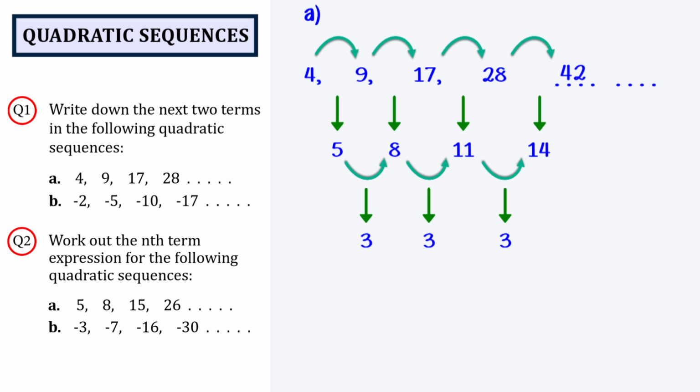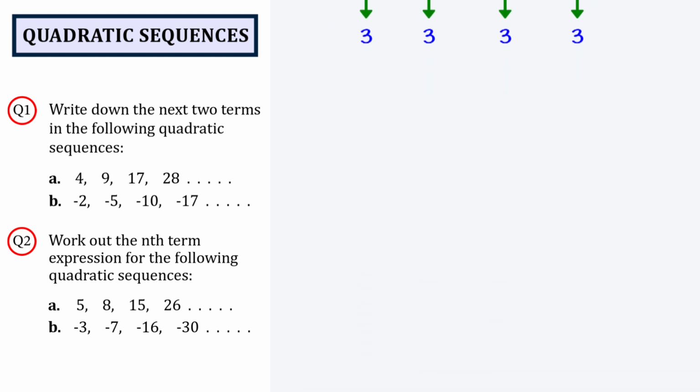And then to find the next term, we add 3 to 14 in the first difference sequence, and then add the result to the last term in the original sequence. So we have 14 plus 3 is equal to 17, and then 42 plus 17 is equal to 59. So 59 is the next term in the sequence. And so for the quadratic sequence 4, 9, 17 and 28, the next two terms are 42 and 59. And so that answers part A.